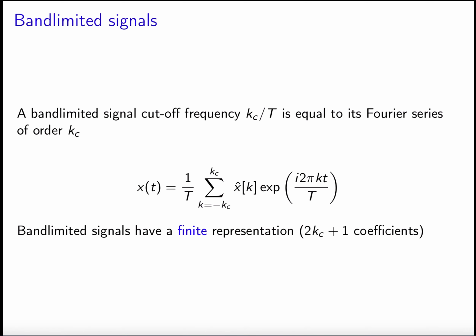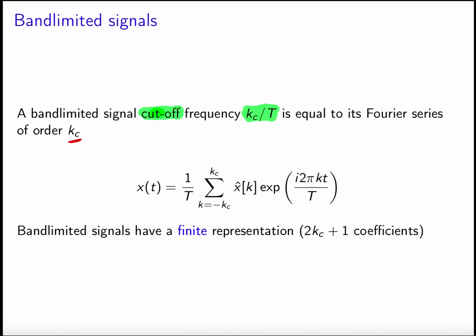A relatively simple model that is super useful in practice to model real data is bandlimited signals. Bandlimited signals are equal to their Fourier series up to a certain maximum frequency Kc, which we call a cutoff frequency, because that's what people call it in signal processing. That's the maximum frequency, the frequency of the component that oscillates fastest in the signal. It's bounded by a certain value Kc over T, which we call the cutoff frequency of the signal.